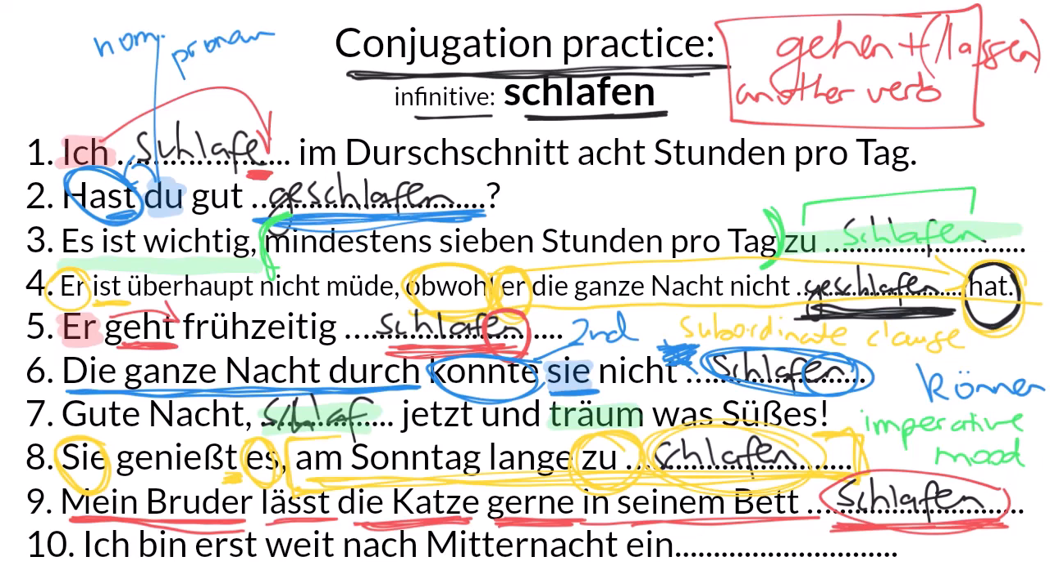Number 10. Ich bin erst weit nach Mitternacht eingeschlafen. Again here, I'm sort of trying to trick you. We've got in charge of the verb ich, and because there's an ich, that means the verb will be connected to it, or the verb will have an ich ending, and it does. That's bin. It's irregular, so it doesn't have the e ending. It's got its irregular ending according to sein, the verb sein in its conjugation.